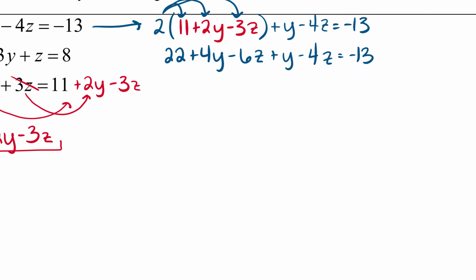So now we can combine like terms. That would be the next thing we would like to do. It'd be easiest to do, so I have 4y plus 1y. And I always just like to do the letters first. It doesn't really matter. You can do the 22 first if you'd like. Negative 6z minus 4z plus 22, because it's positive, equals negative 13.